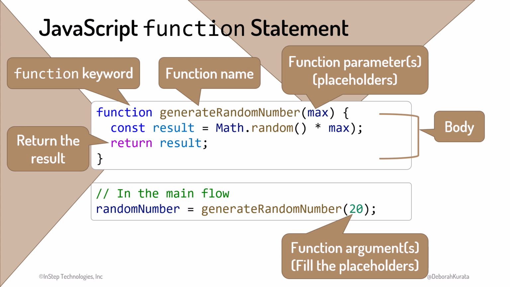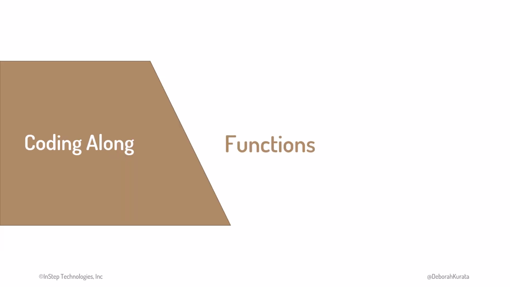In this example, we pass in 20. The 20 fills the max placeholder and is the value used wherever max is referenced. If the function returns a value, we can assign that return value to a variable. Want to try it out? Let's create and call a function to generate a random number for our game.